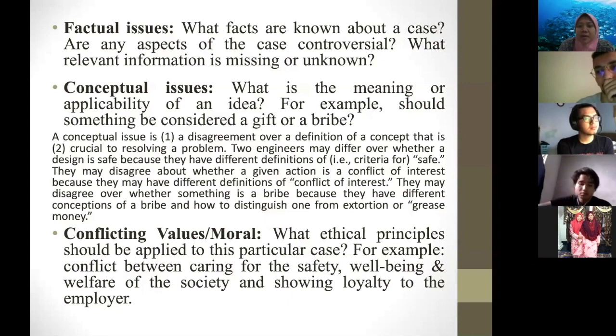Sometimes factual issues are not many, but conceptual issues there are a lot, because once you read the case study, you say it's not clear, what's the problem, maybe the problem is like this. Factual issues are things that you are really clear about. Anything which is not clear is dumped into conceptual issues. Okay, any question?